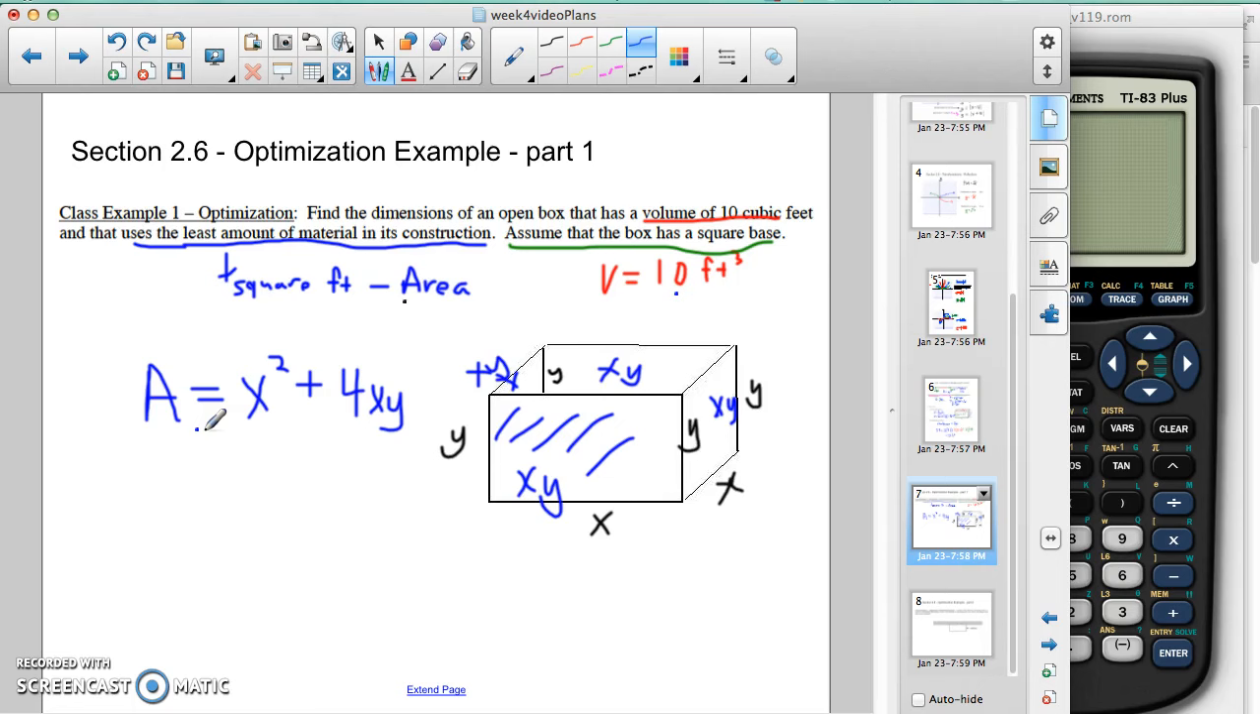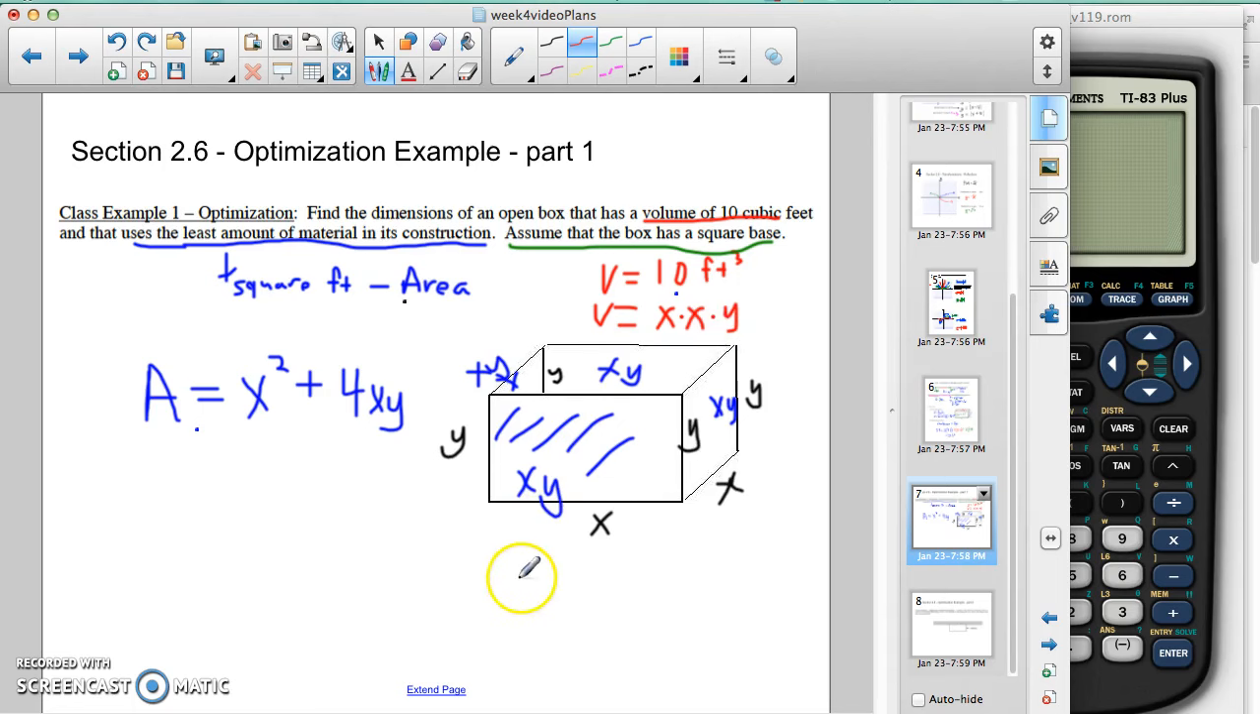We want to figure out the least amount from this problem. Now we have too many variables to optimize this. So we're going to have to take a look at our other piece of given information, that the volume is 10 cubic feet. If the volume is 10 cubic feet, how do we find the volume of this box? Well, the volume of the box is x times x times y, length times width times height.